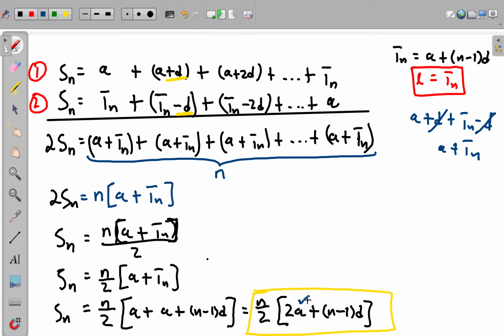Find a for that series, find d for that series. And because I would have said 99, you will then substitute 99 in the place of n. And just like that, you will have the sum.